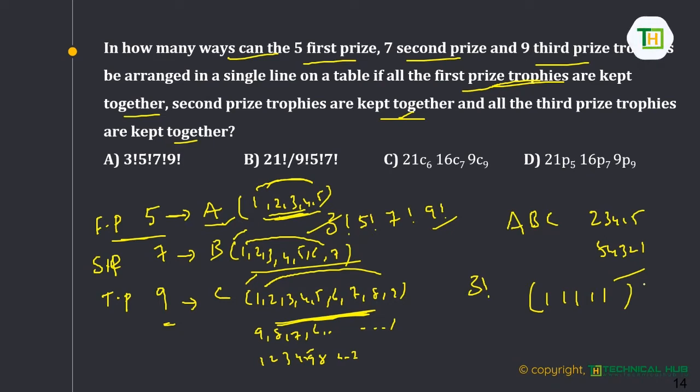So you can arrange 1, 1, 1, 1, 1. How many ways can you arrange that? Only one way. 1, 1, 1, 1. Same. Identical means same. Size, each, everything is same.